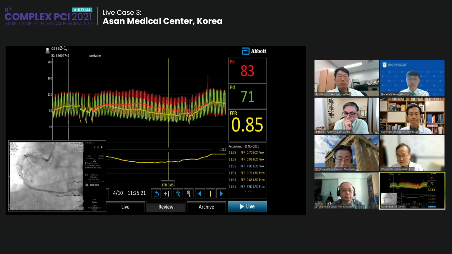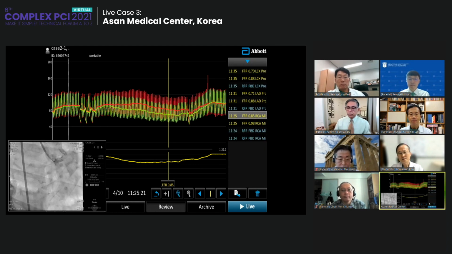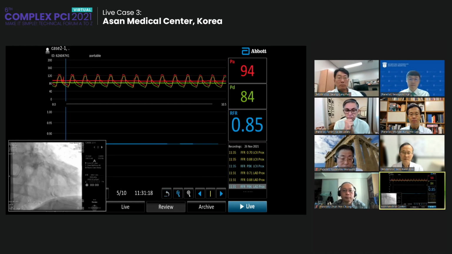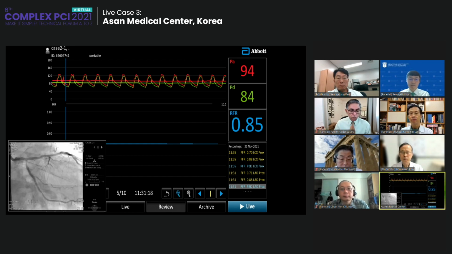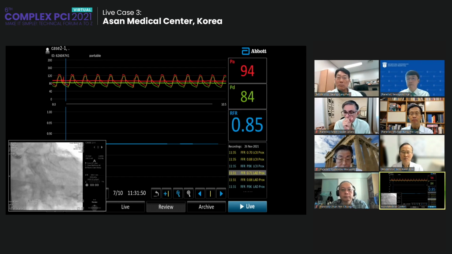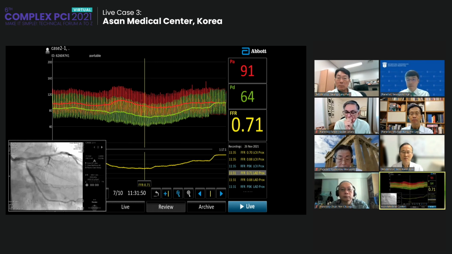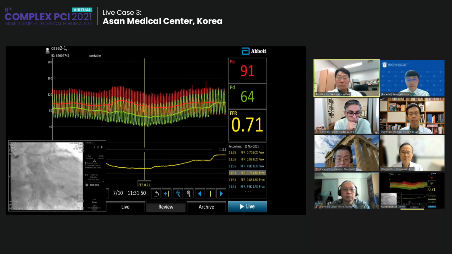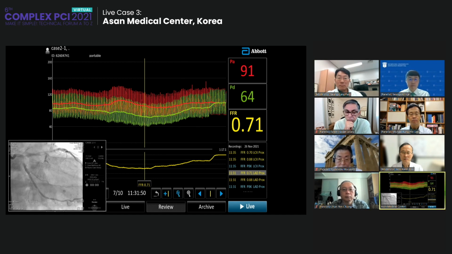And next, can you please show the LAD run? We also checked the LAD and circumflex physiology. At the distal LAD, the RFR was 0.85, a positive finding. After adenosine injection, the FFR value was 0.71. As Dr. Gu mentioned, there was a gradual step up at the distal to proximal LAD, and then there was an overall step up at the very proximal and the left main.